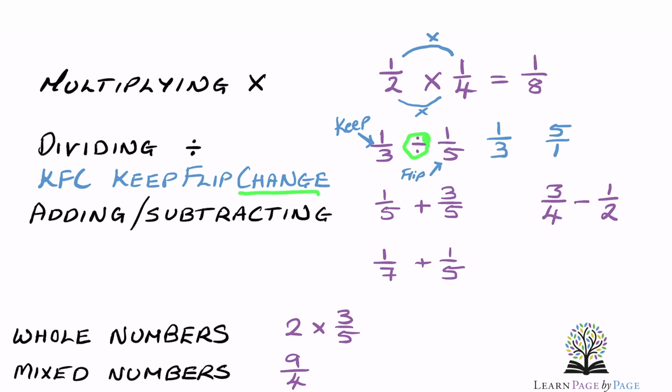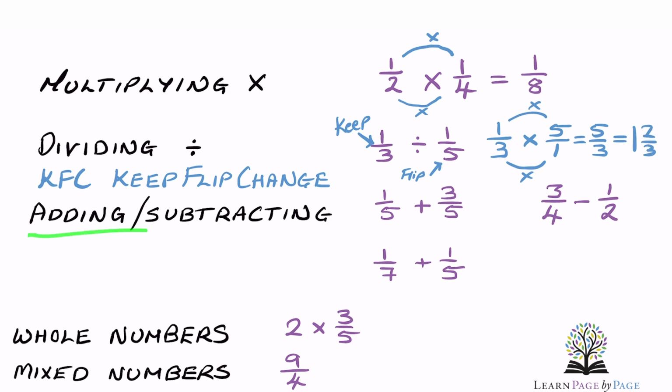So you change that into a multiplication sign and then you handle it exactly the same as multiplying, and you multiply the numerators and the denominators separately. So 1 times 5 is 5, 1 times 3 is 3. That is a top heavy fraction, so you should change it into a mixed number. I will go into that more, but for now that would be 1 whole and 2 thirds.